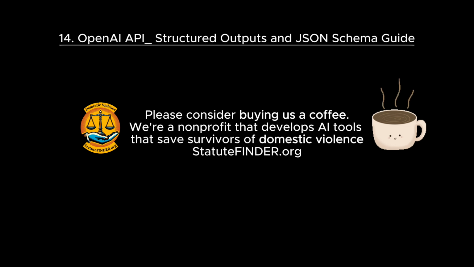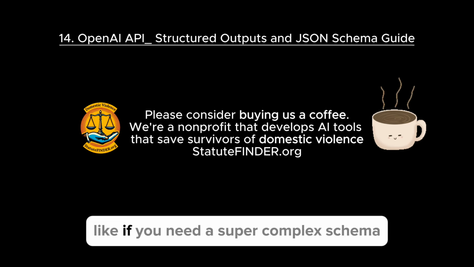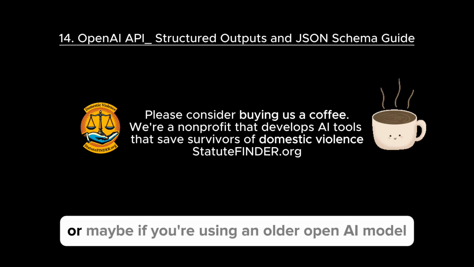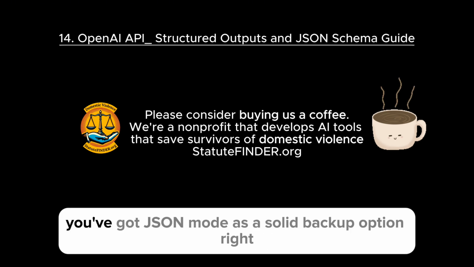Now, even with all these amazing features, we have to remember that structured outputs is still relatively new. There might be times when it's not the perfect tool for the job. Right, like if you need a super complex schema that pushes those limits we talked about, or maybe if you're using an older OpenAI model that doesn't fully support it. Exactly. But even in those cases, you've got JSON mode as a solid backup option.